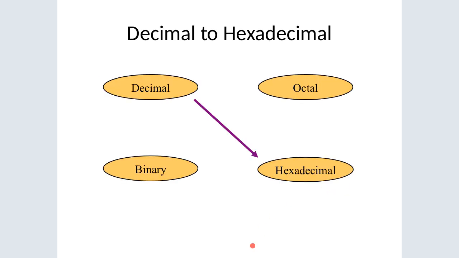Let's go now to decimal to hexadecimal. Suppose you take the decimal number, then you convert it to binary, then to octal. Will you get the same answer? You still get the same answer.